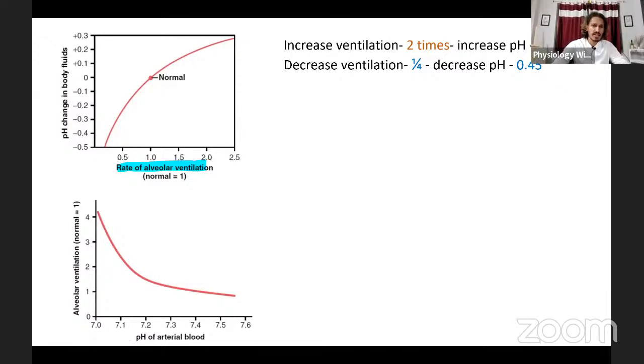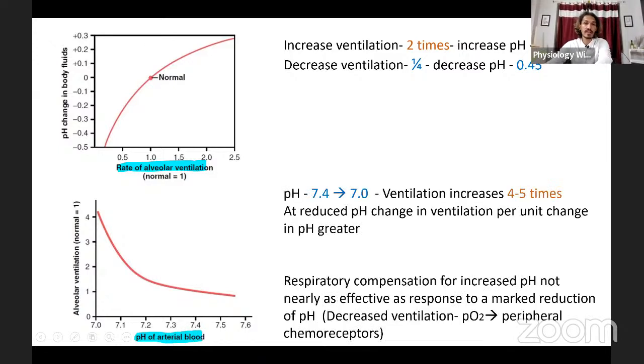Okay, and in a similar fashion, in our body, what does it do? If there is a buildup of acid in the body, we will start increasing the rate of respiration. Can you see this? From 7.4, if the pH is reducing to 7, that means it's becoming acidic. Your ventilation rate is increasing 4 times. So for any reason, if your body is becoming acidic, and from the normal pH of 7.4 it goes to 7, the ventilation is increasing 4 to 5 times.